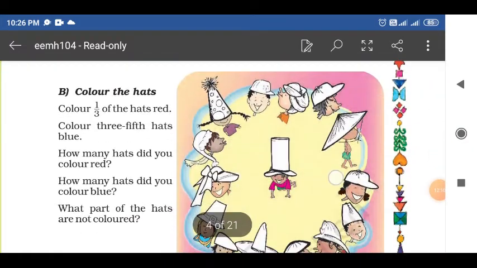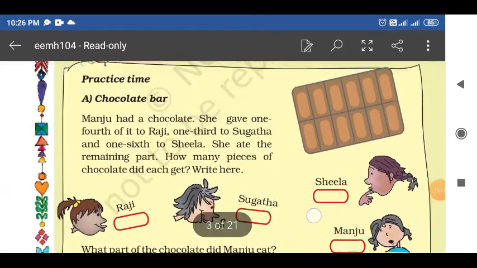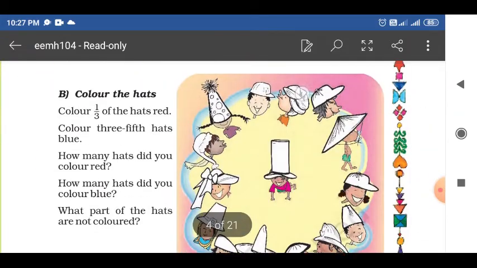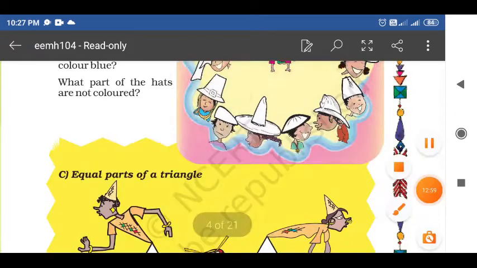Like that you have to find. Fractions are very easy, children. Only thing is you have to understand, that's it. Here see, very easy, right? Totally how many bites are there? 12 bites. So with 12 bites, they are given 1/4 part to Raji. So 1 by 4 into 12 you have to find, like that. So you have to divide that.